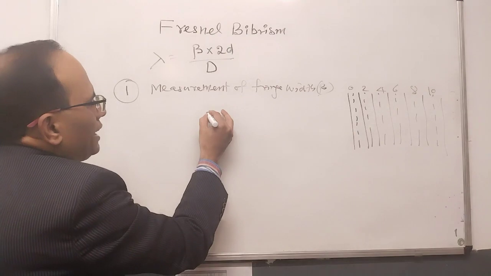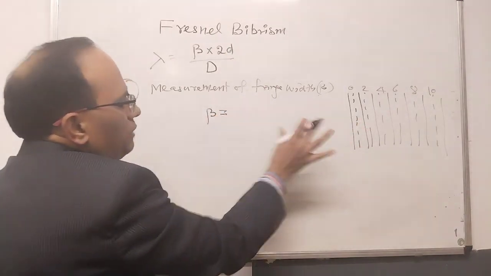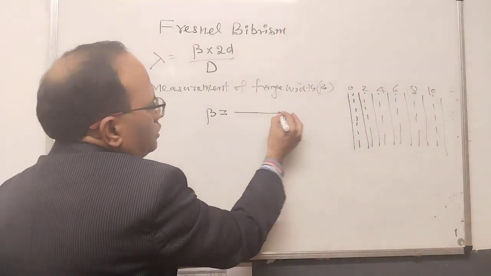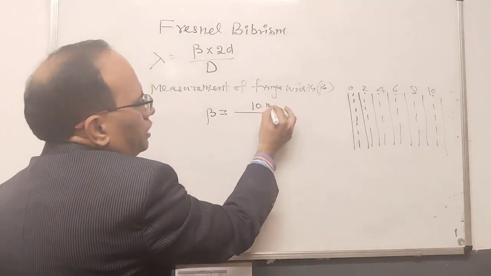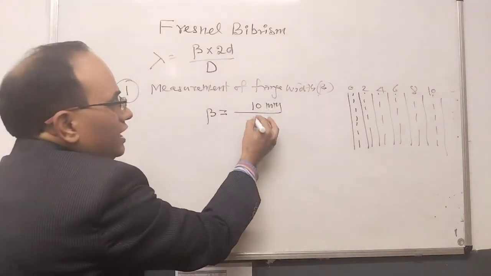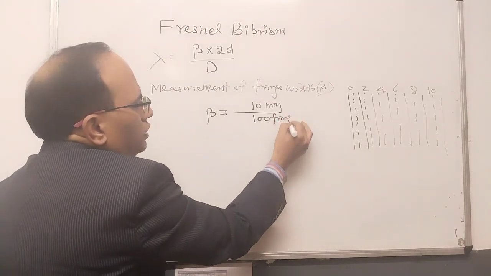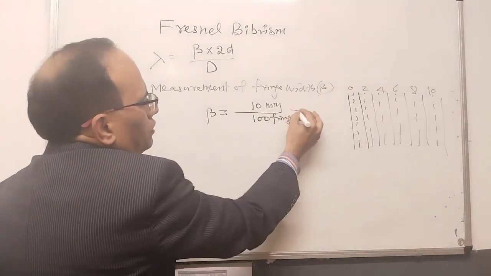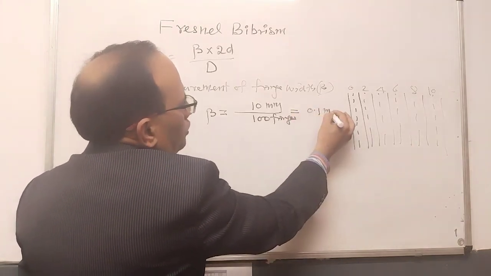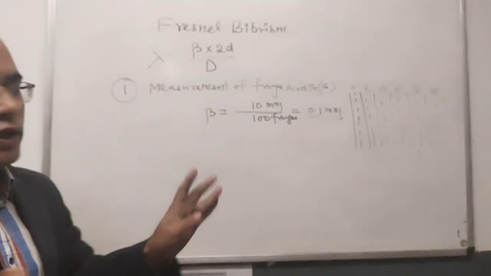So beta can be calculated from the distance moved by the micrometer. Suppose the distance moved by the micrometer is, let us say, 10 millimeter, and in that 10 millimeter 100 fringes are moved. Then it is simple: your fringe width is 0.1 millimeter or centimeter, depending on the scale. So fringe width can be calculated this way.